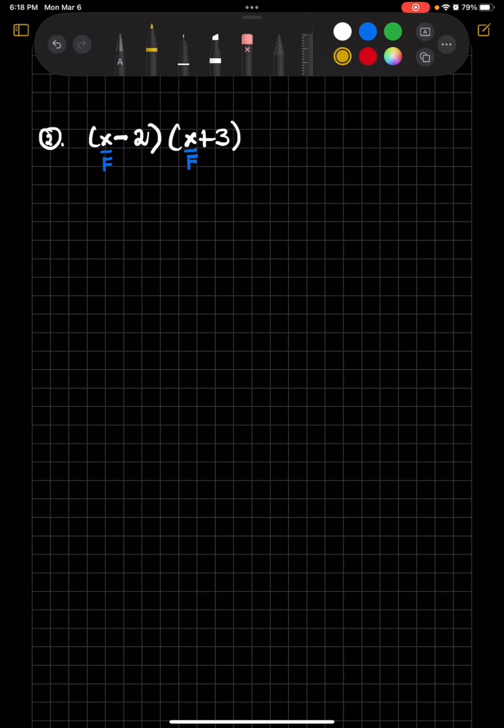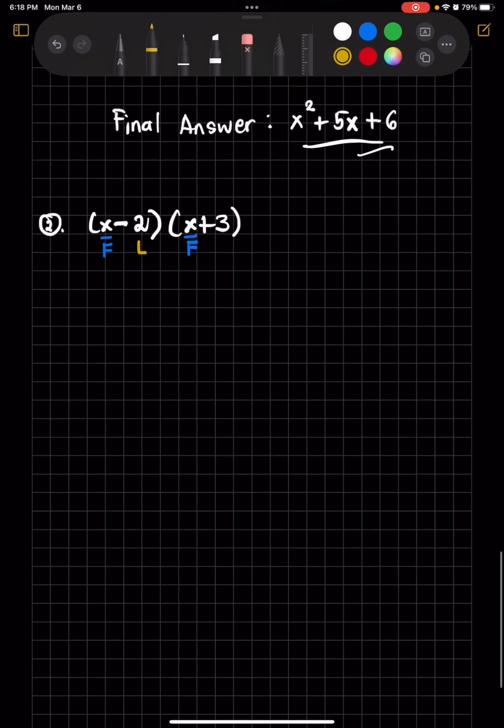Next, the last term here is negative 2. Okay? And the last term here is 3. Now, let me discuss why the last term here is negative 2. I always tell you, repeatedly, that 2 will also become negative there. Let me show you why it became negative 2.